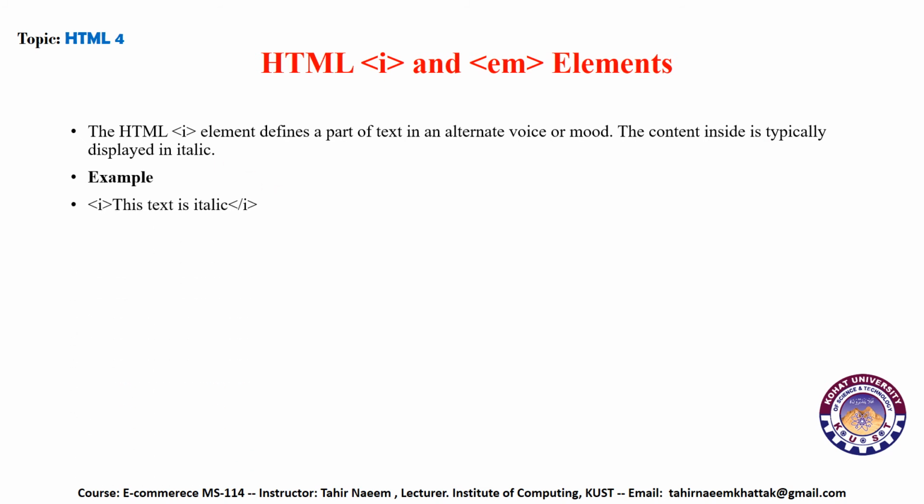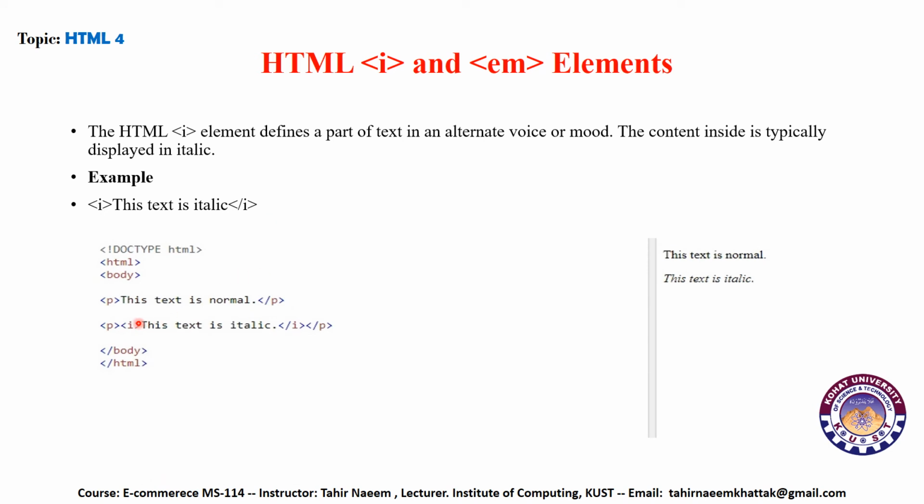As you can see from the example, we have opened the i tag and then closed the i tag. This is the normal text, and here I have italicized this text, and you can see for yourself the difference between the italic text and the normal text.